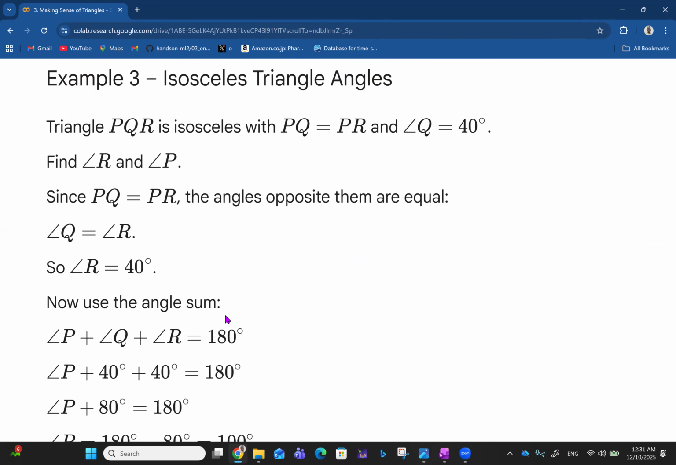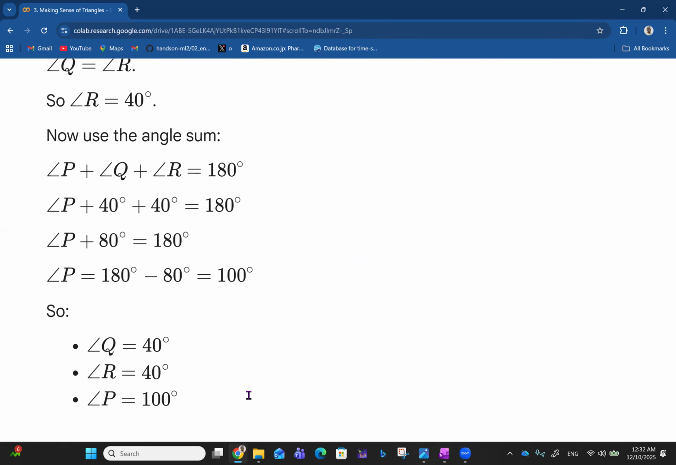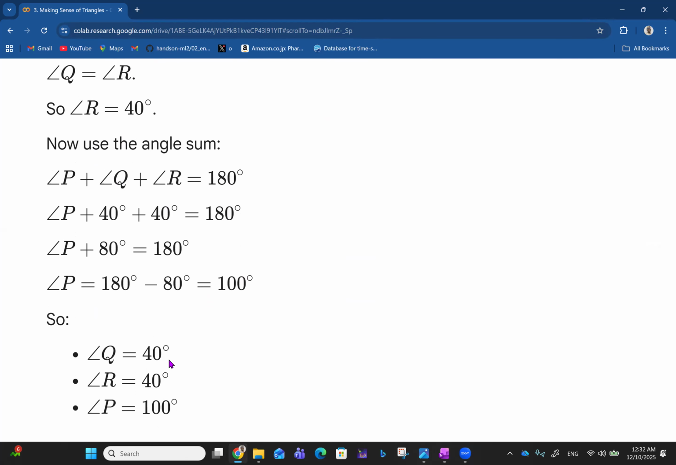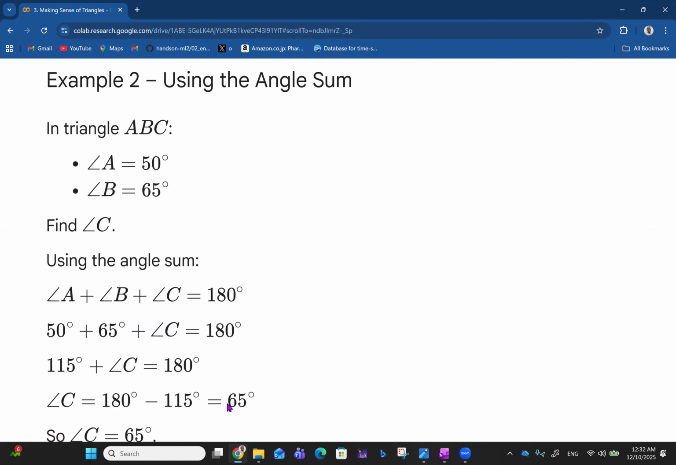Now, using the angle sum, we have angle P plus angle Q plus angle R is 180. So angle P plus 40 plus 40, that is angle P plus 80, is 180. So angle P is 180 minus 80, which is 100 degrees. So angle Q is 40, angle R is 40, angle P is 100 degrees. Well, I mean, that's me just going through that.